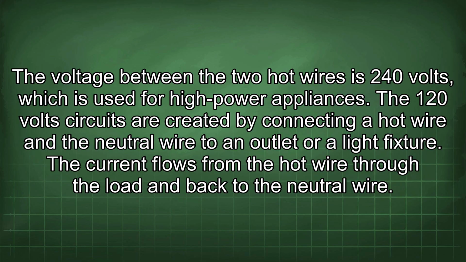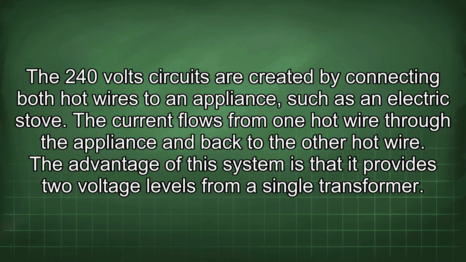The 120 volt circuits are created by connecting a hot wire and the neutral wire to an outlet or light fixture. The current flows from the hot wire through the load and back to the neutral wire. The 240 volt circuits are created by connecting both hot wires to an appliance, such as an electric stove. The current flows from one hot wire through the appliance and back to the other hot wire.